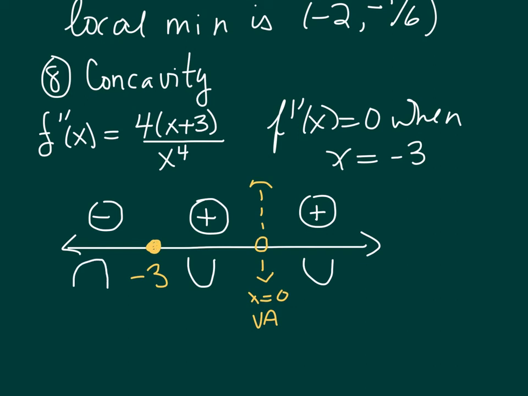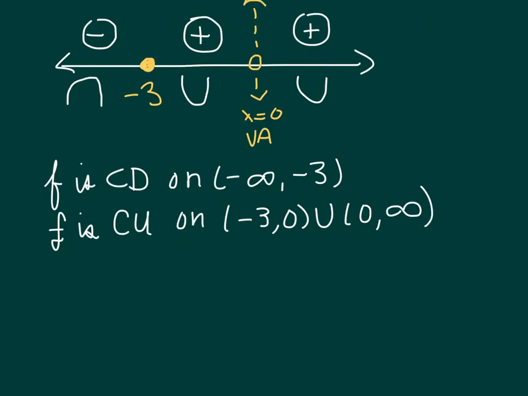And that also tells me that minus 3 will give me an inflection point because it switches from concave down to concave up at minus 3. So I should list my intervals of concavity. It's concave down on minus infinity to minus 3, and it's concave up on the union of these two intervals. Note that I couldn't include 0 because 0 is not in the domain of the function. As well, I have an inflection point at x equals minus 3. So x equals minus 3 gives an inflection point.